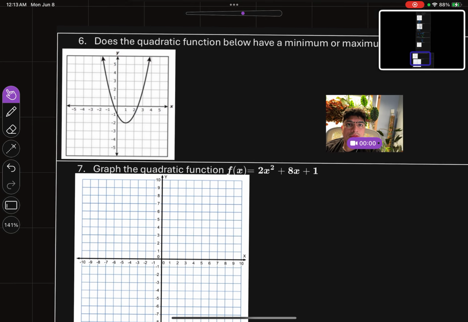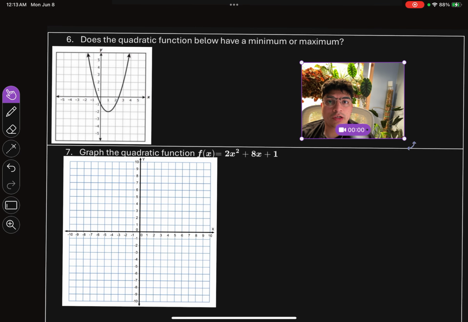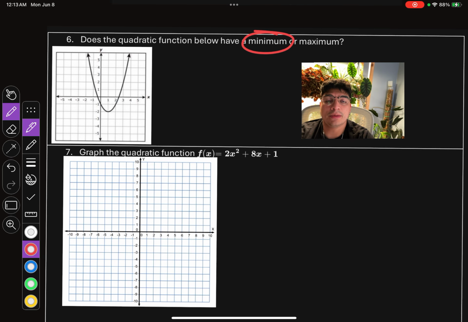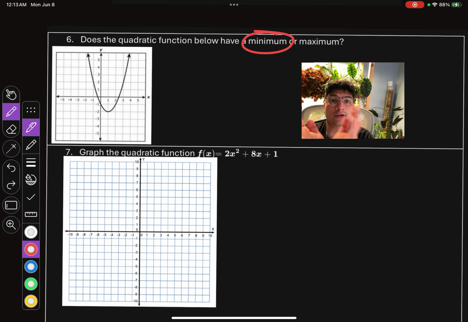So we have number 6 and number 7 here. In this case, these are not too bad of problems, because this one is literally just asking, does this function have a minimum or a maximum? Well, because the bowl is facing upwards, we can see the lowest point. So in this case, it's going to be a minimum. If the graph was reversed, it would be a maximum, because we could see the highest point of the graph. But the graph given to us is facing upwards, so we can see the lowest part of the graph.